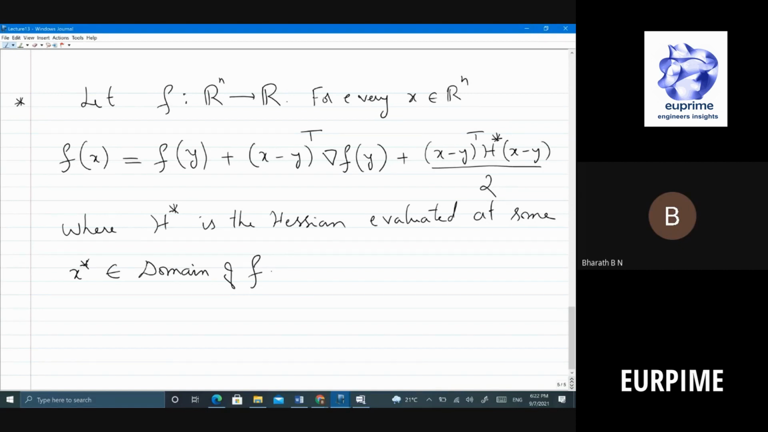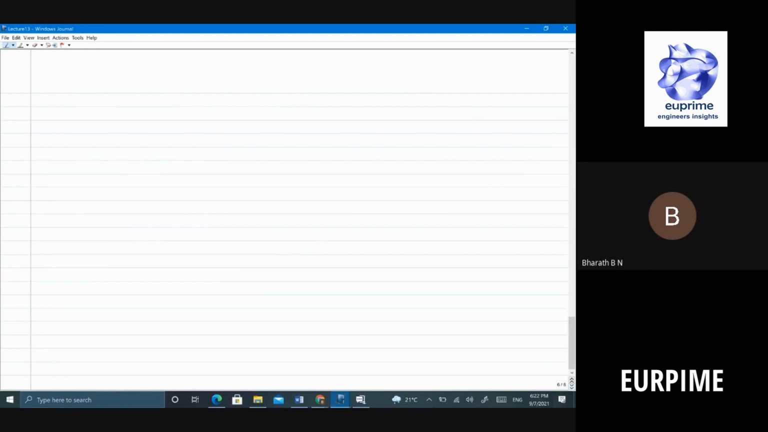Fine. Okay, let's look at a few things, okay? So some few observations which will be useful when we look at the algorithm and its analysis, right? Even a simple algorithm like gradient descent, right? So how do you analyze gradient descent?